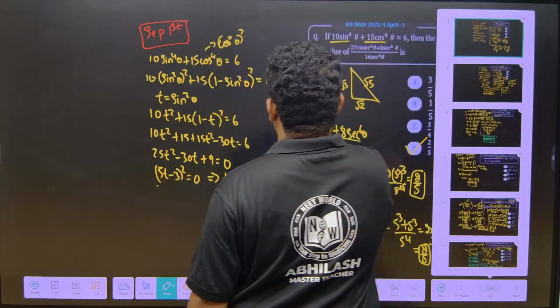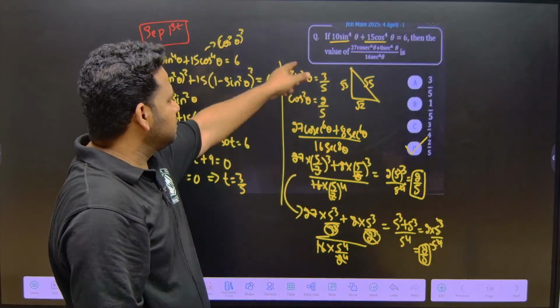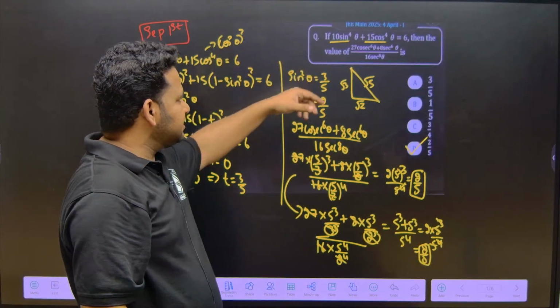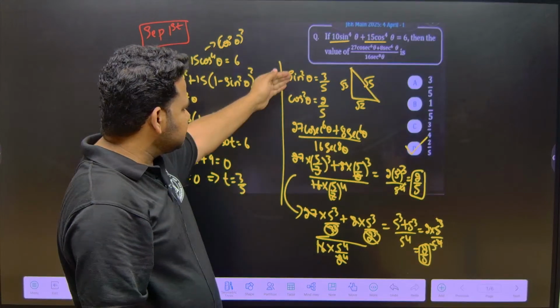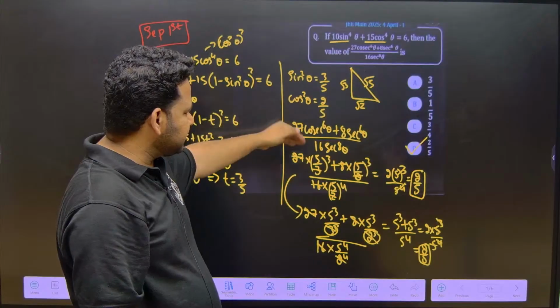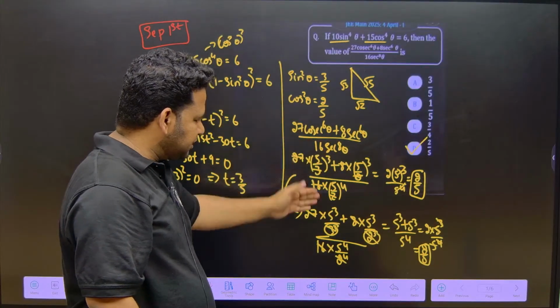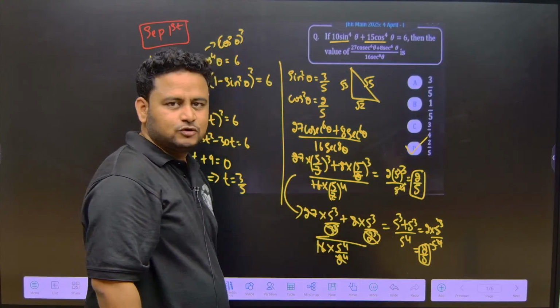So let us recapitulate. This was a fairly simple question. Directly you have to convert cos in terms of sin, and you will get the quadratic equation. You will get it as 3 by 5. Sin square theta you will get, similarly you will get cos square theta. These are reciprocal relations. By putting the values and simplification you will get it as 2 by 5.